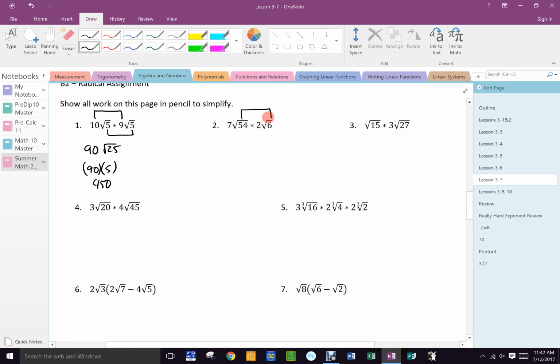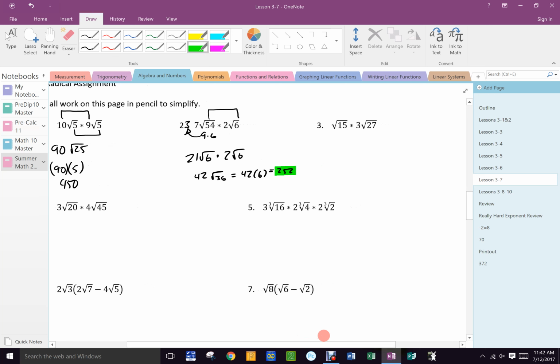Should I do 54 times 6? I can, but that might screw me up. So I'm going to go ahead and simplify this to 9 times 6. What's the square root of 9? 3. So what comes out? 3. 3 times 7 is 21 root 6 times 2 root 6. 21 times 2 is 42. Root 6 times root 6 is root 36. 42 times 6, because the root of 36 is 6, equals 252. Is everybody okay? All right. It happens to be this time, because 54 times 6 is 324, and 324 has a square root. But what if it doesn't? Then you've got to do all this work anyway.